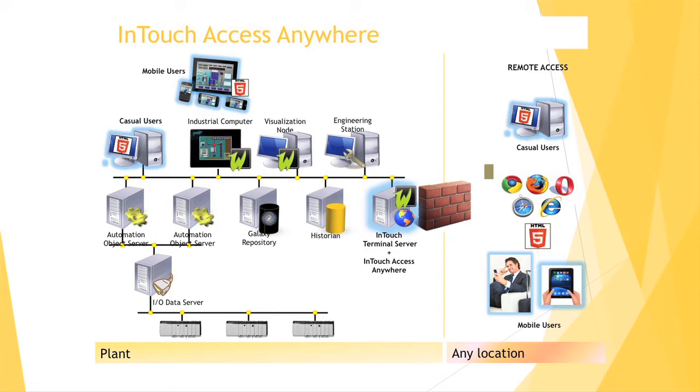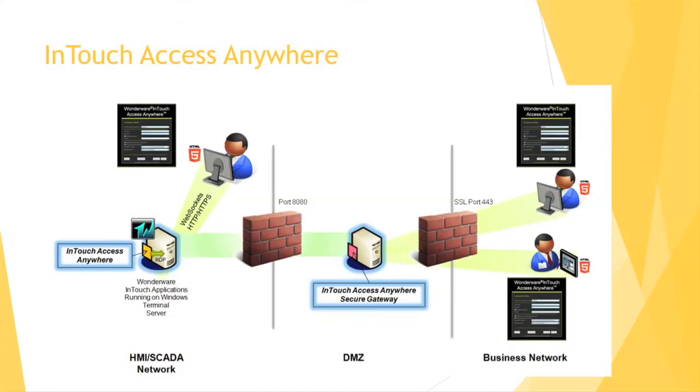Give you an idea of what the architecture looks like. So I've got some AOS nodes, I've got some InTouch users in here. Here is my Terminal Server running InTouch. I have the InTouch Access Anywhere installed on that machine as well. Now our users can access it through their browser. This shows a firewall right here.